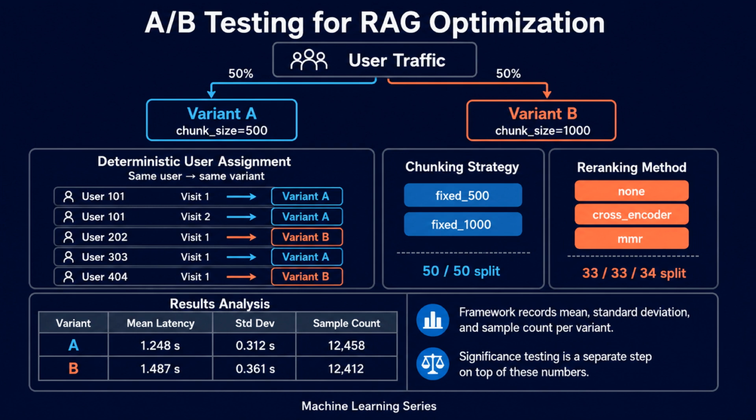Collect metrics per variant including mean latency, standard deviation, and sample counts. The framework records mean, standard deviation, and sample count per variant, and a separate significance test on those numbers tells you whether a difference is real or just random variation. This systematic approach replaces guesswork with evidence-based optimization.